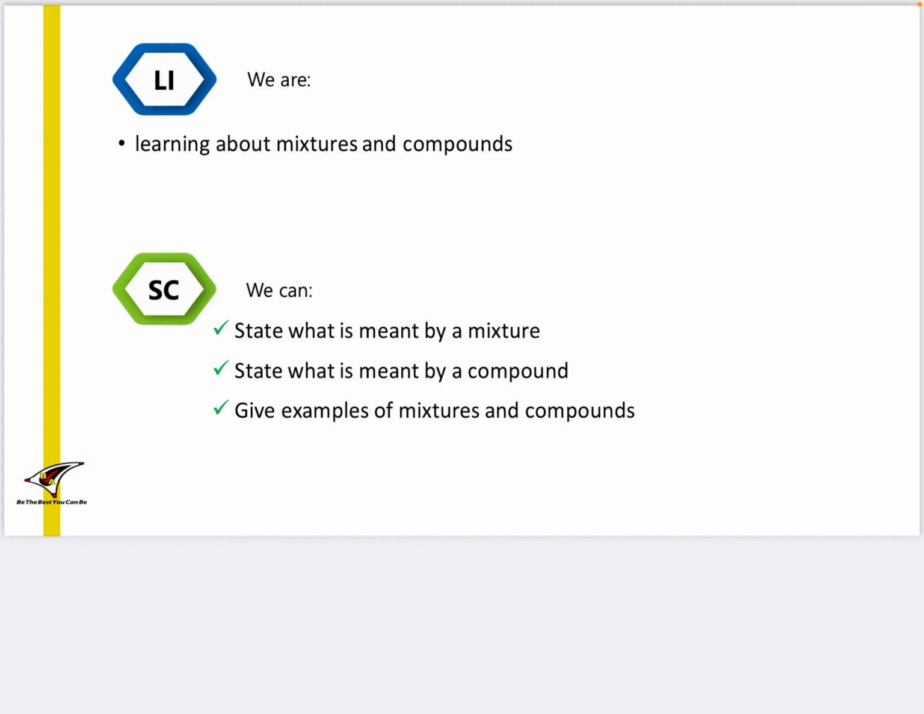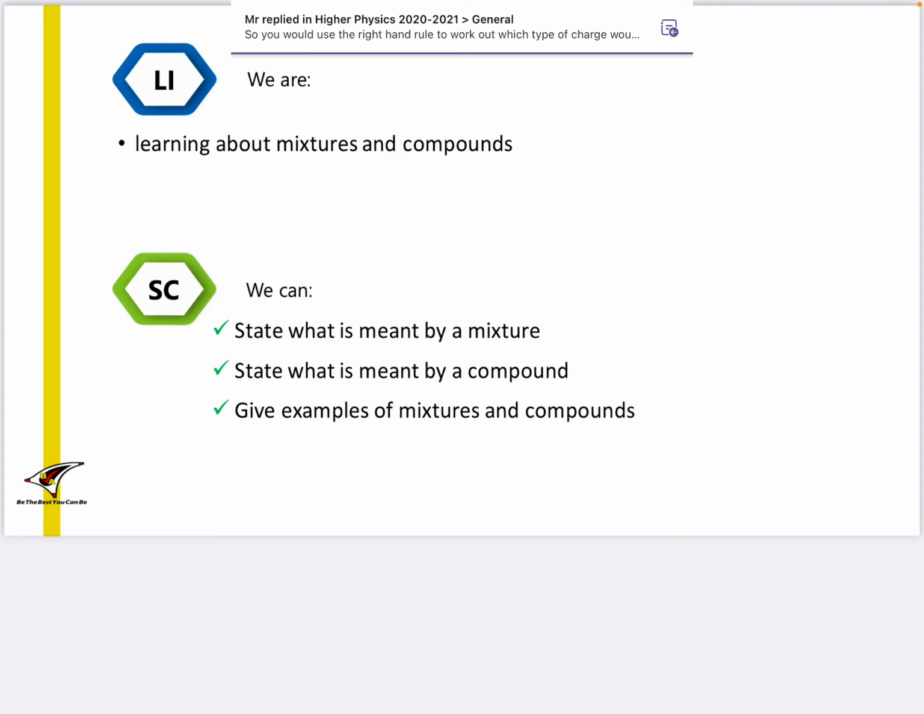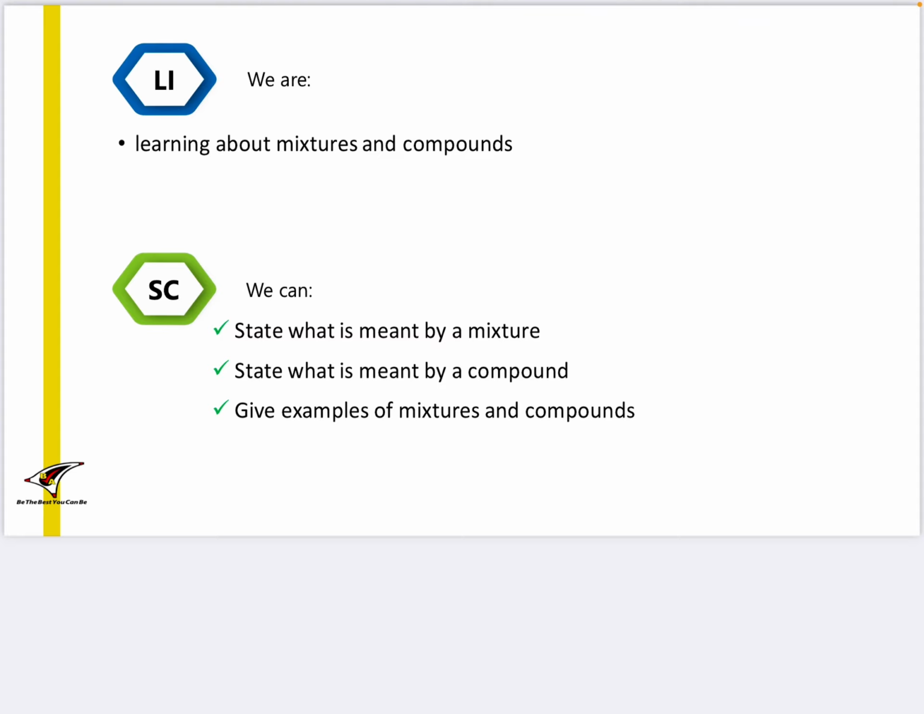Okay, so for this week, moving on with our elements topic, we are going to be learning about things called mixtures and compounds. So success criteria for this week. Hopefully by the end of this week, you'll be able to state what is meant by a mixture, state what is meant by a compound, and then give examples of mixtures and compounds. So not a huge amount there.